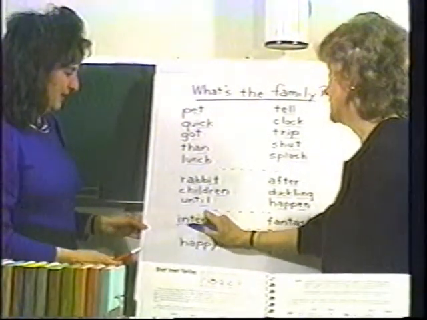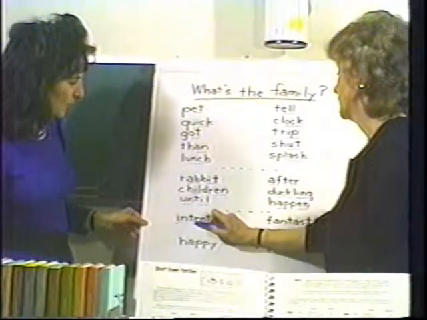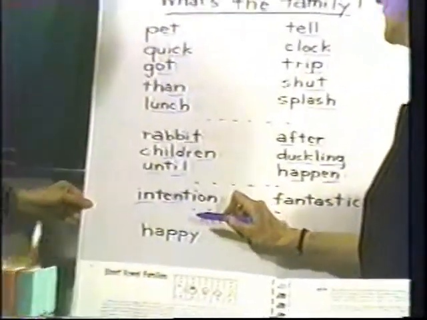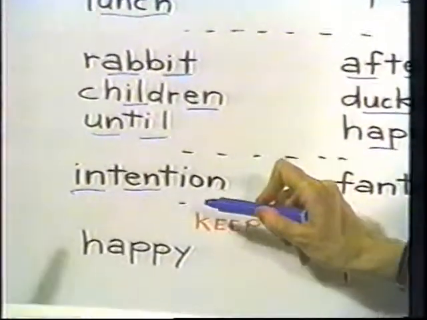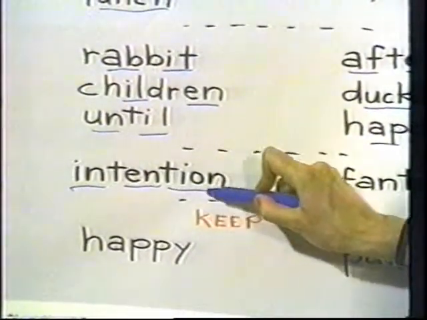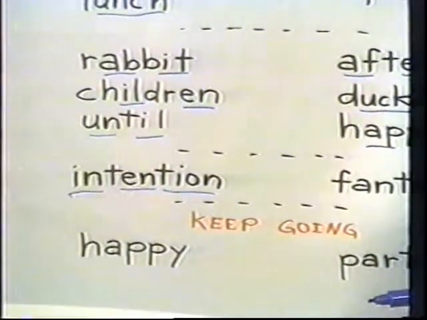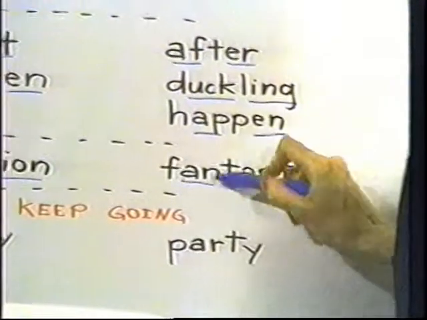What's the family? In. Underline EN. What's the family? N. Add T. Ten. Go back. Intend. Good. Underline TION. What's that sight family? Shun. What's the word? Intention. Very good. Underline AN. What's the family?